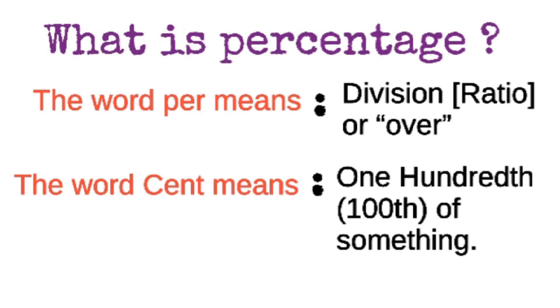And the word cent is 1/100th of something. The word cent means 1/100th of something. So 100 years is 1 century. That is 100 years. The 100 is always below the division sign or always below the slash.